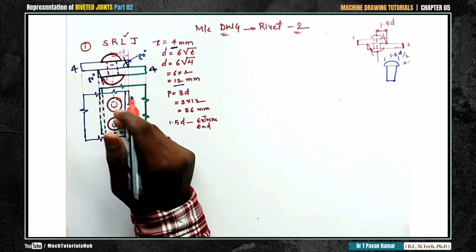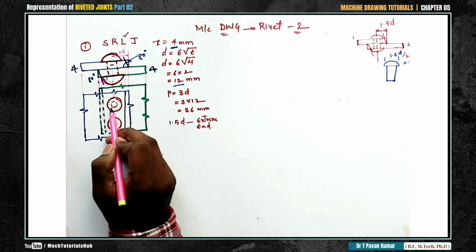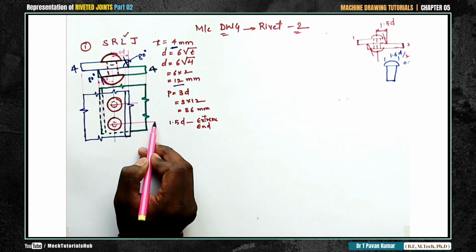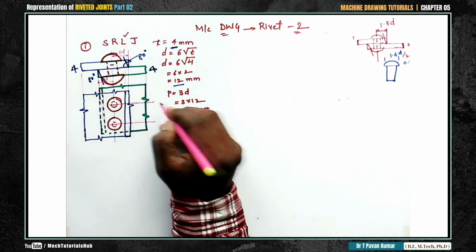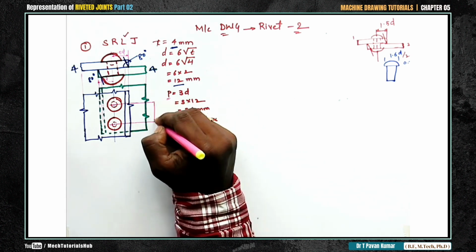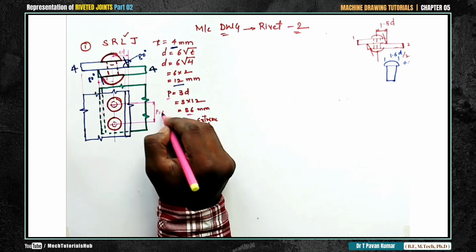Only 2 rivet positions are enough to show on your drawing sheet. If you want you can go with 3 rivets also, but it will take more space. For representation 2 rivets are enough. And between the 2 rivets, what is the distance that we are maintaining? That is P, which is 36. So from here to here, draw a dimension line specifying P equal to 36.